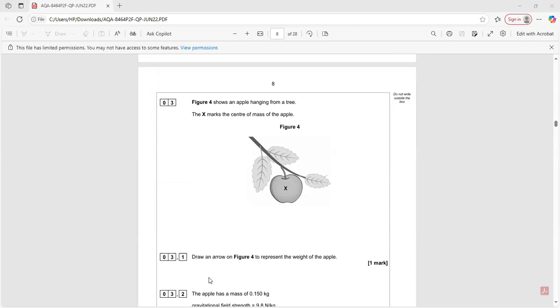All right. This next one is about how Newton discovered the law of gravity. It says an apple hanging from a tree. That's the diagram. It says X marks the center of mass of the apple, also known as center of gravity, CG. Draw an arrow in figure 4 to represent the weight of the apple. Weight always acts downwards. So if I'm to draw an arrow, it's going to be acting like this, isn't it? Yes. Okay.